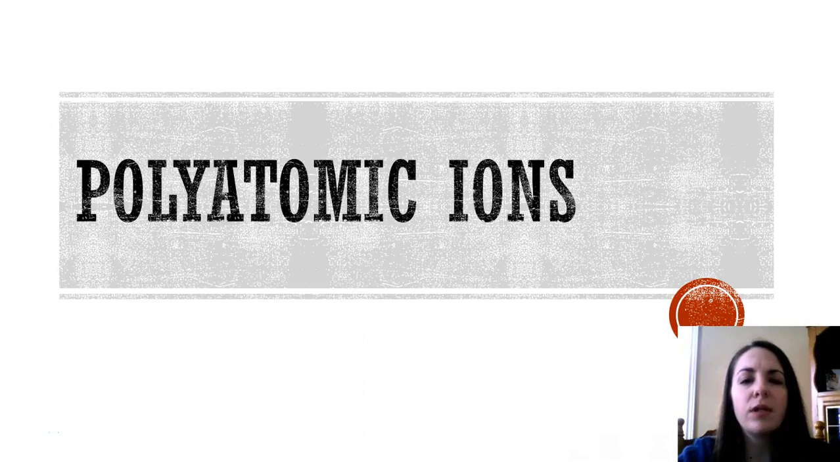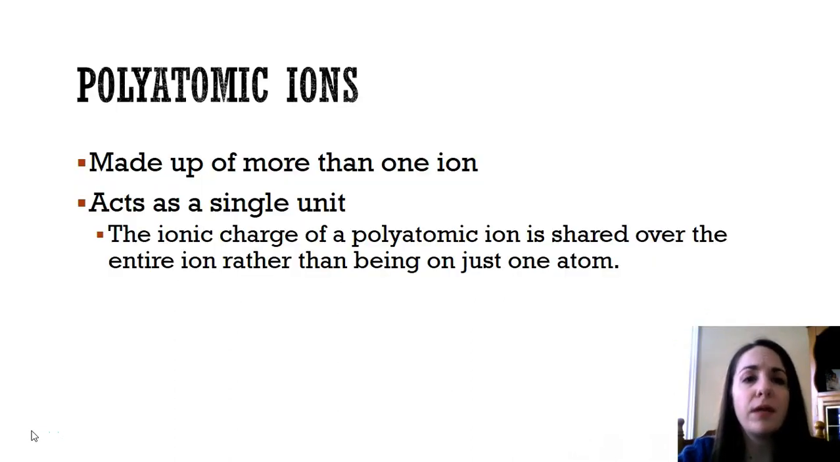Hey guys, so today we're going to look at ionic compounds involving polyatomic ions. So what is a polyatomic ion? It is actually made up of more than one ion. And the way that they come together, they actually act as a single unit. So we can treat it as a single unit. We can treat it as if it was a non-metal ion or a metal ion.